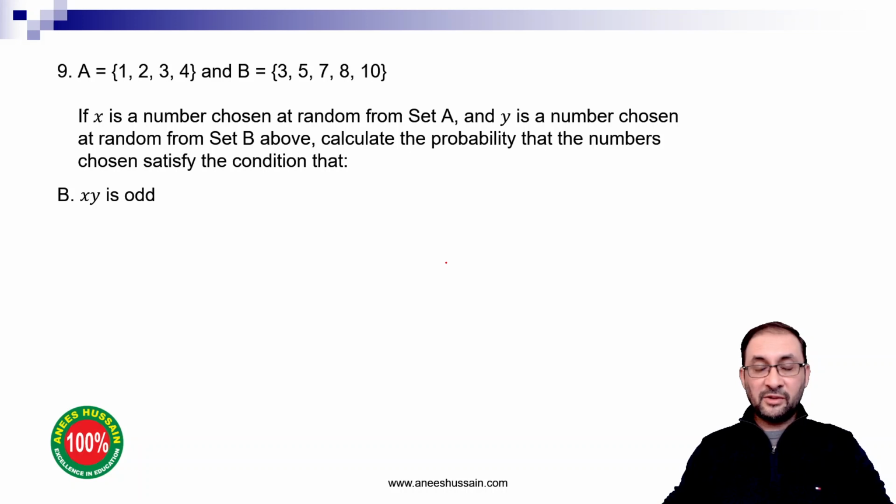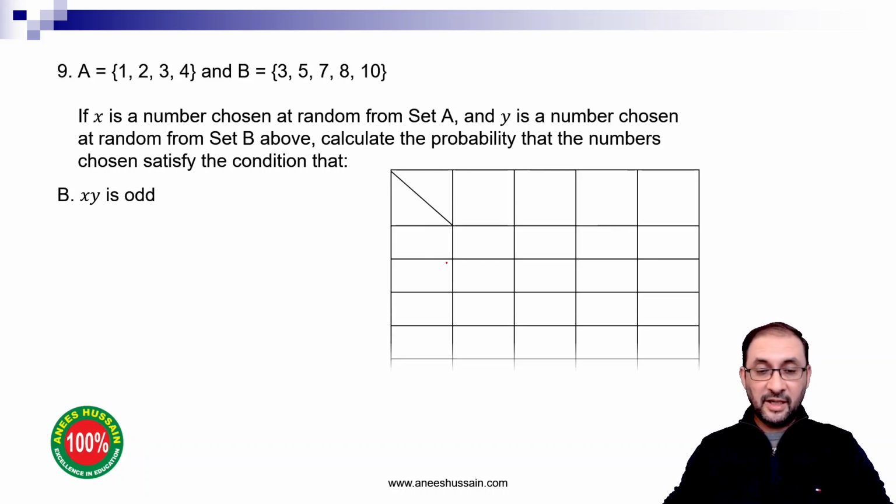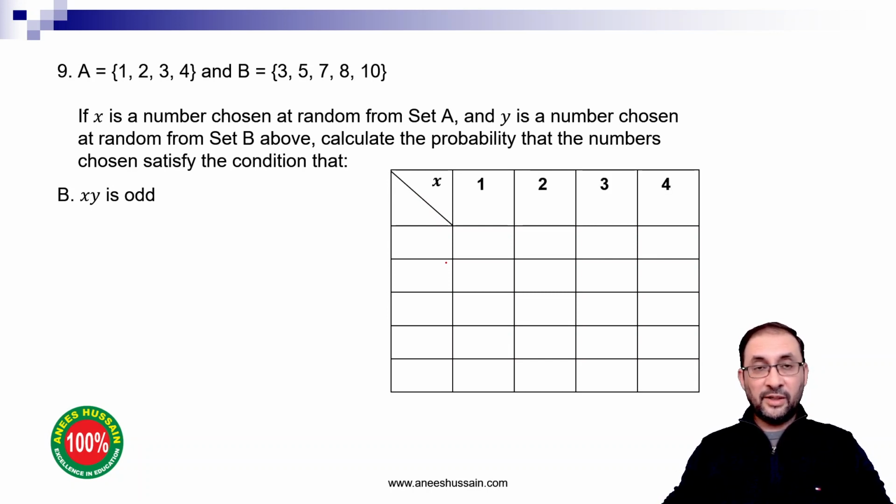The first method is to create a sample space similar to the one that we created for part A. So we write down the possible values of x in the first row as 1, 2, 3, and 4, and the values of y in the first column as 3, 5, 7, 8, and 10. Now, inside the remaining columns, we can write down the possible values of x into y. The question wants us to figure out the probability that x times y is odd, so our first task would be to write down all the possible values of x into y.